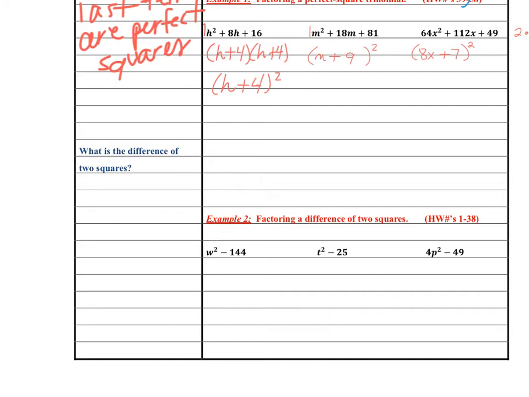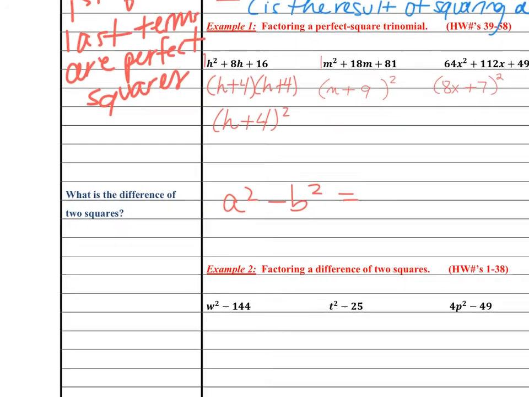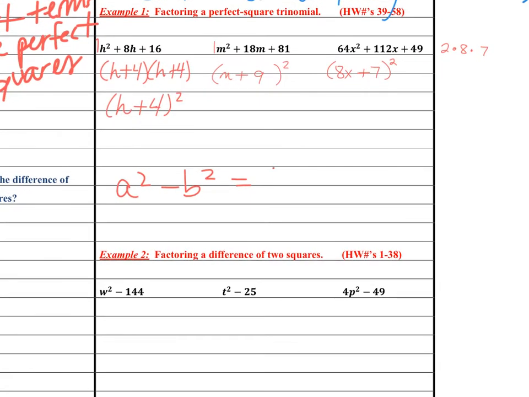So that was perfect square trinomials. Cool. Moving on. Difference of two squares is when we have something like this: a squared minus b squared. And this is always going to turn out to be a plus b, a minus b.